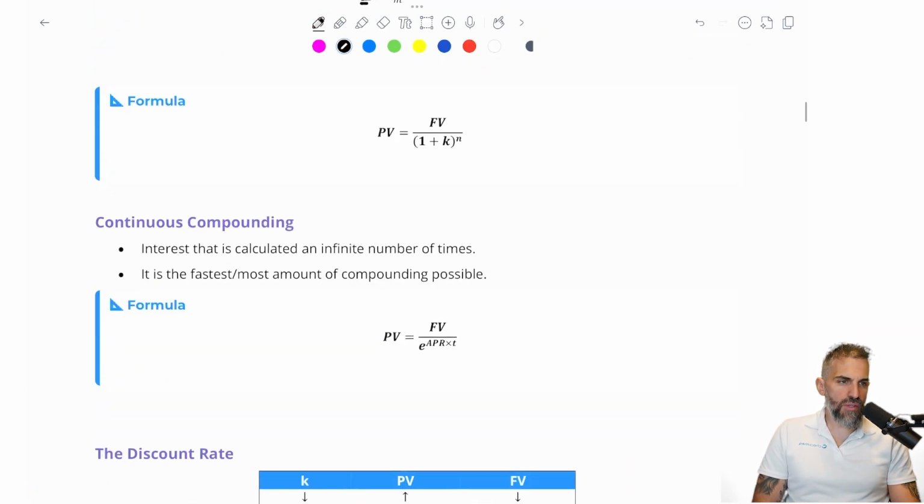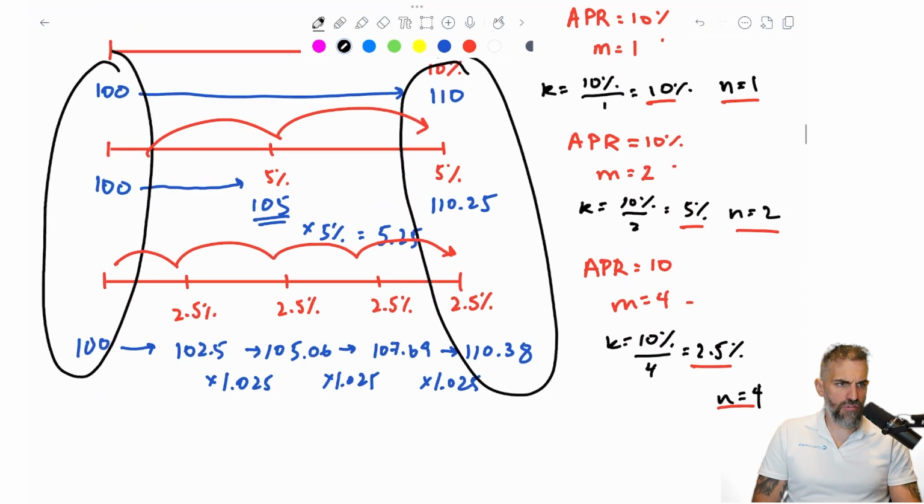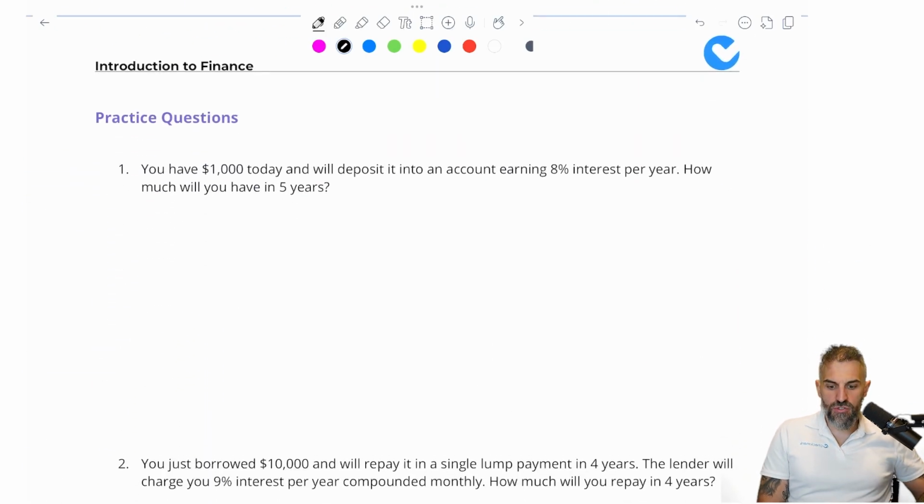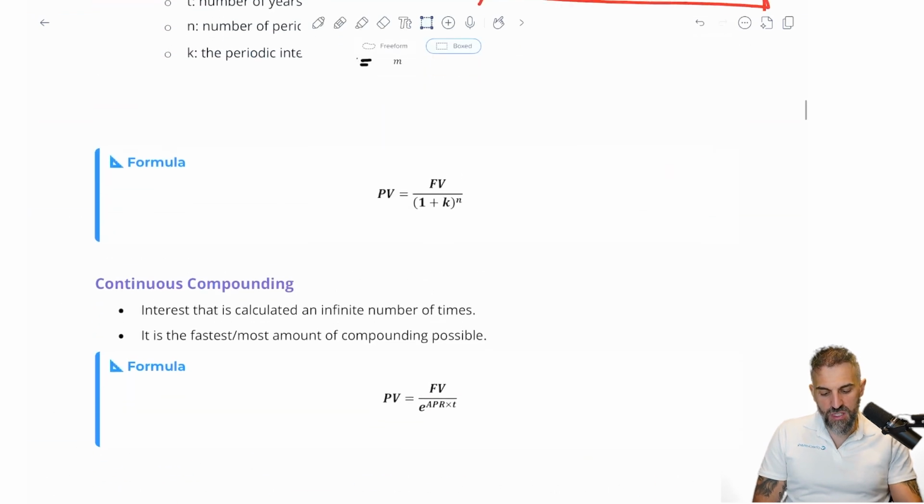And okay, let's start with that. We'll skip continuous compounding for now, just not to make it overly complicated. And we'll start with a few basic examples here just to show you. The formula I will be using is this one here.